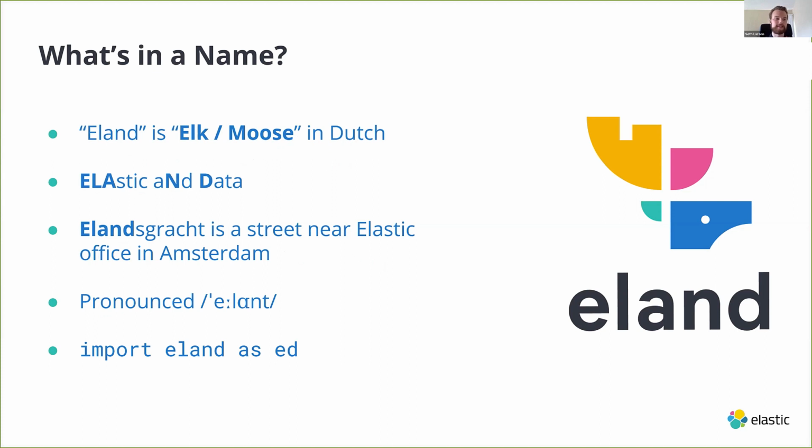So why the name Eland? Eland in Dutch means elk or moose. As you know, the ELK stack is something big in the Elasticsearch space, so it was kind of fun there. And Elastic and data, if you imagine ELA, the N and the D, makes Eland. There's also a street near the Elastic office that has it as a prefix. The pronunciation doesn't matter too much, and I'm not going to attempt the exact pronunciation, but Eland is closer to what the actual pronunciation would be.